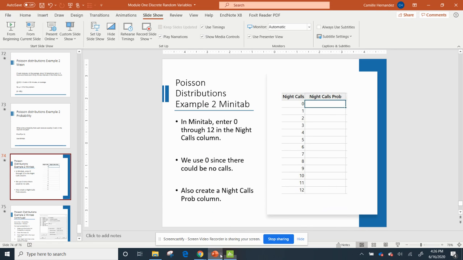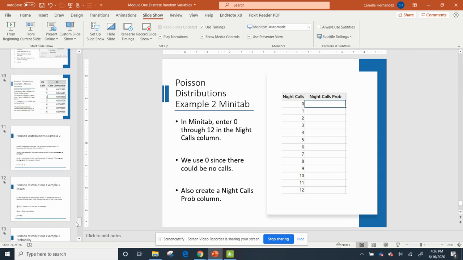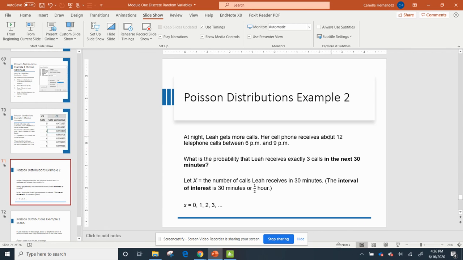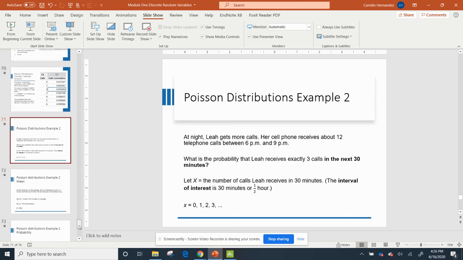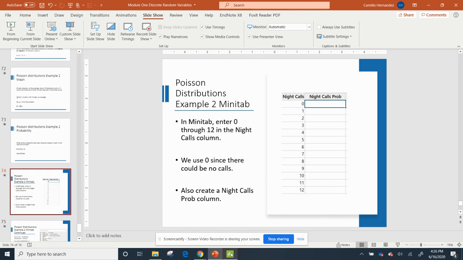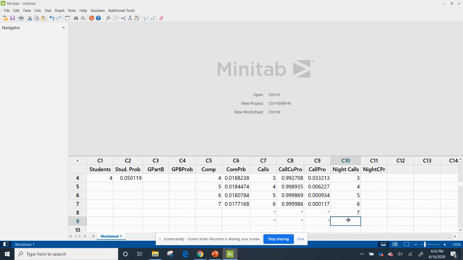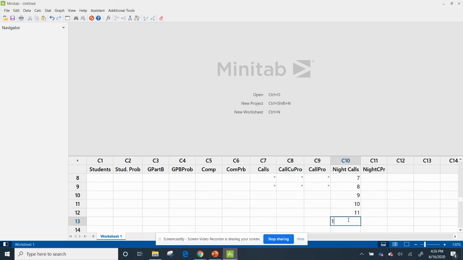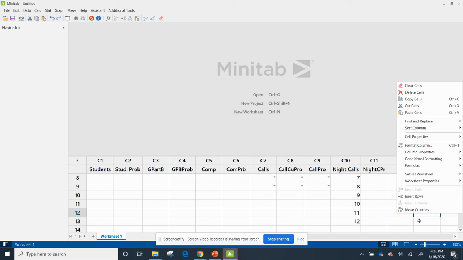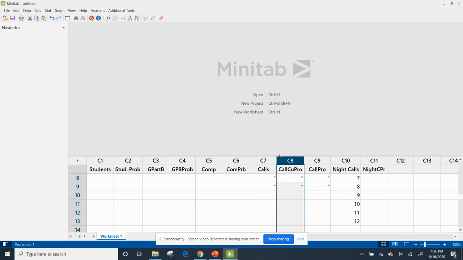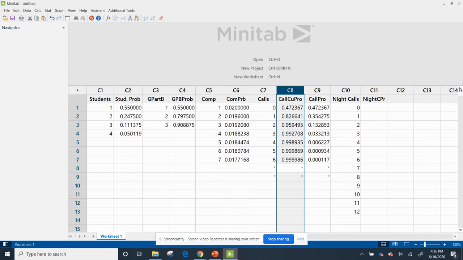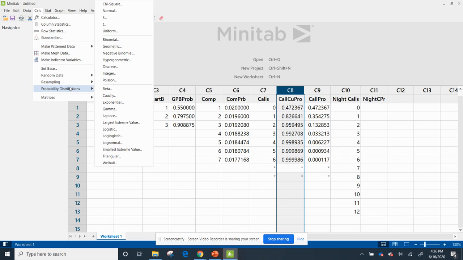Remember, I'm sorry. Why do I have to do 12? Because she received about 12 phone calls. Okay, again, I know this gets taxing having to put all the numbers in here, but I promise it'll get easier. 8, 9, 10, 11, and 12. Okay, so I've got my 12. I'm going to make this bigger since we don't have anything going on in the upper window. Okay, so I'm going to scroll back up. Okay, 0 through 12. Again, I'm going to go to Calc, Probability Distributions.